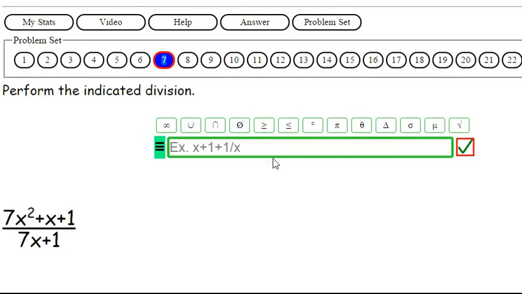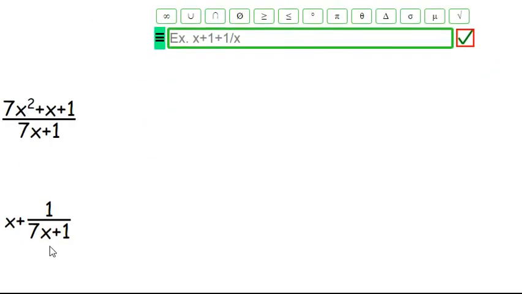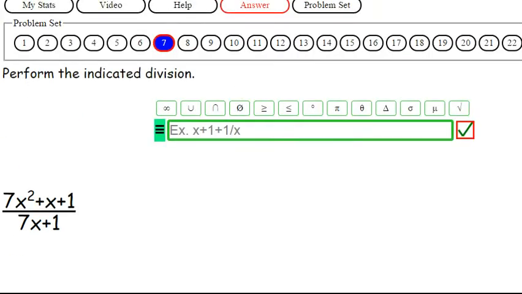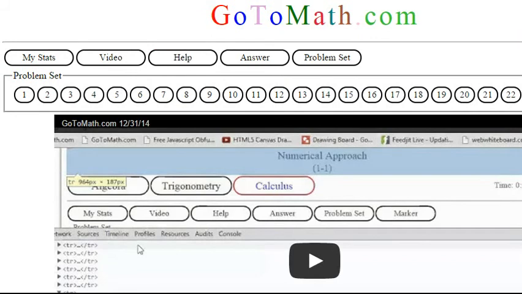Let's hope everything works out here. X plus 1 over 7x plus 1. There we go. Alright, so come on by, practice makes perfect. See you in the next problem.